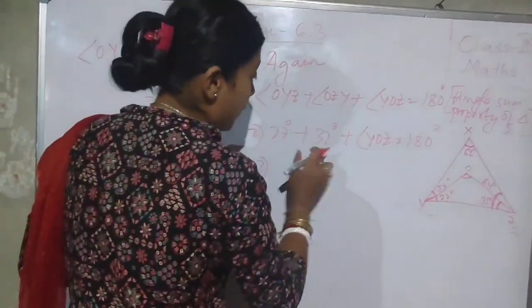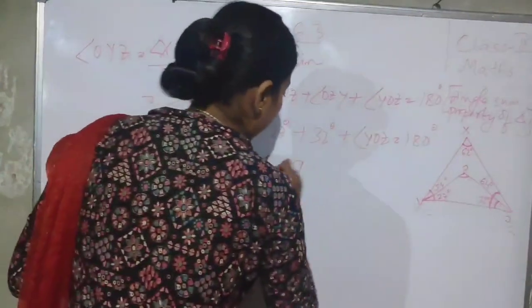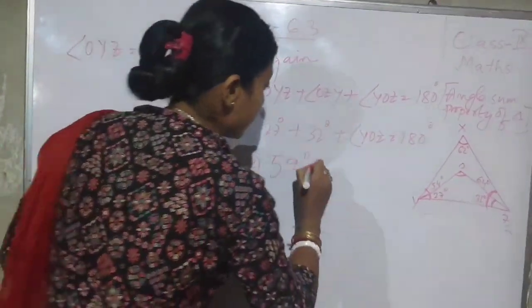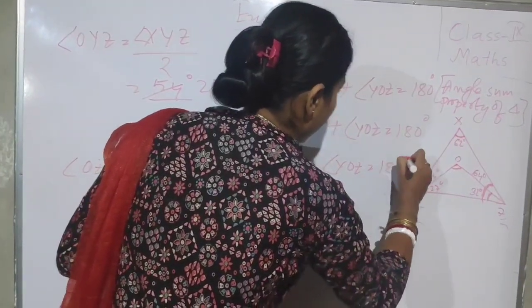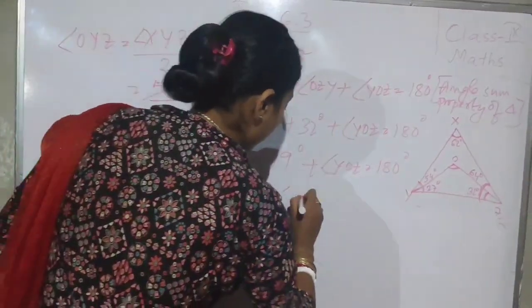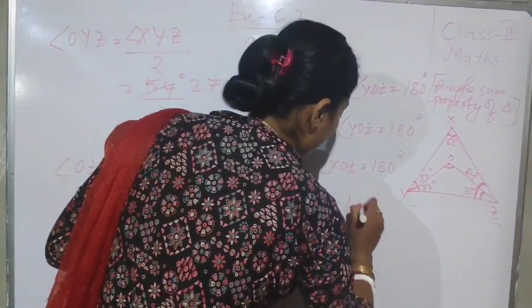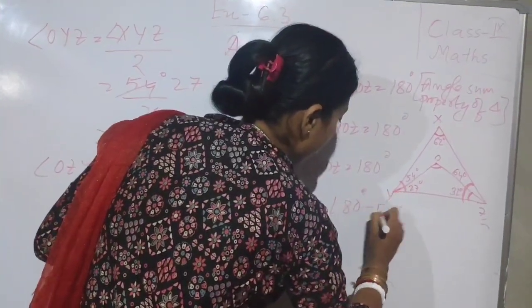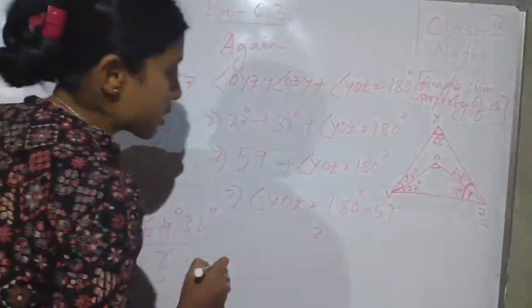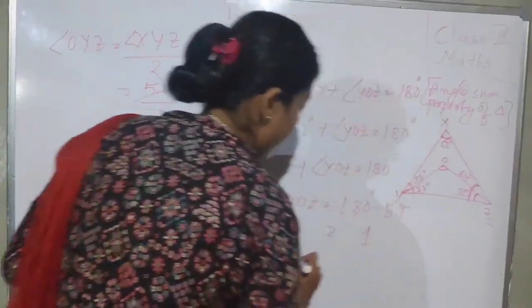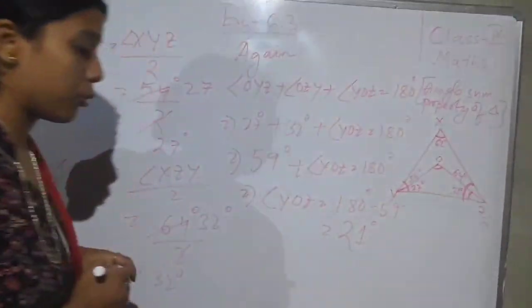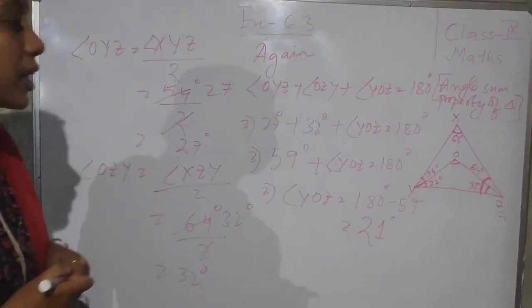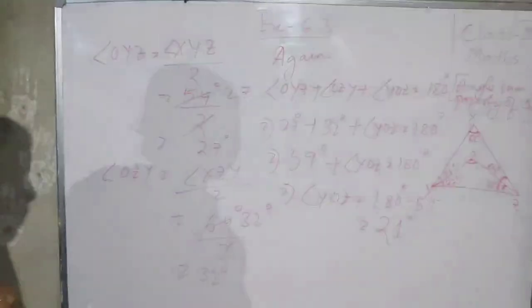So 27 degrees plus 32 degrees is 59 degrees, plus angle YOZ equal to 180 degrees. So angle YOZ equals 180 degrees minus 59 degrees. So 10 minus 9 is 1, 7 minus 5 is 2. So 121 degrees. We have got angle YOZ is equal to 121 degrees.